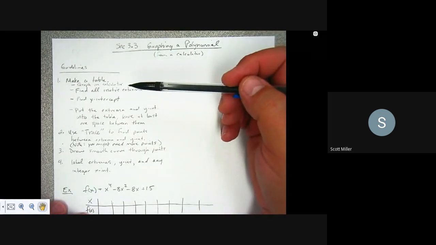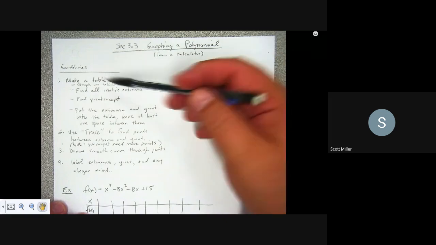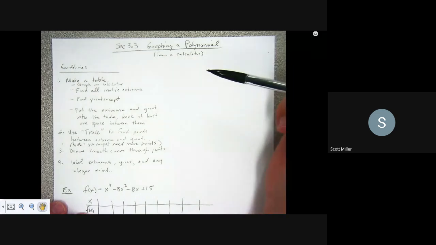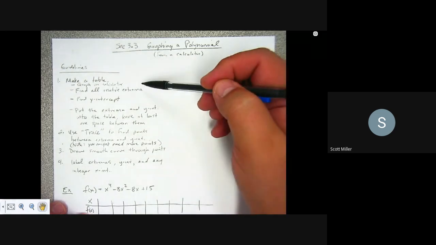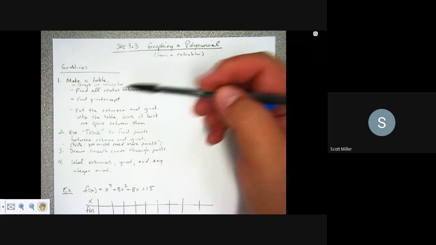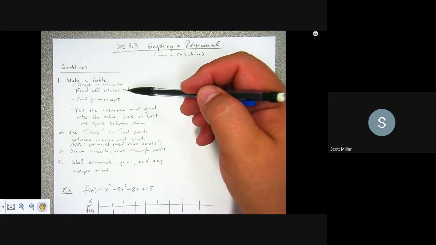So in graphing a polynomial, we're going to make a table, and we're going to put numbers in our table. We're going to use the calculator to help us graph this. So we're going to graph it on the calculator first. From the calculator, we're going to find the relative extrema, and we'll use the technique I showed you in a previous video for finding an extrema. So if you need to see that, make sure you watch that.